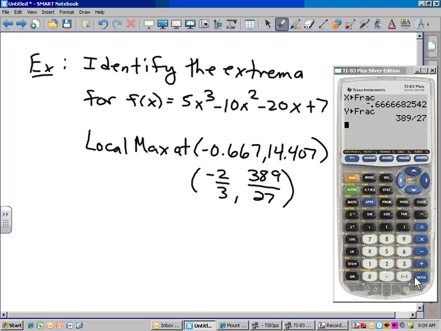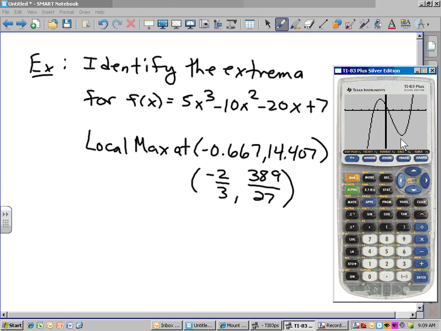All right, let's get back to the graph. Again, we have a local minimum here, so I'm going to go ahead and calculate that. Second trace, number 3, minimum. So again, it says left bound. So I'm going to put the x to the left of where it looks like to me the minimum is. Hit enter. Now I'm going to put the x to the right. Hit enter, and then hit enter on the guess.